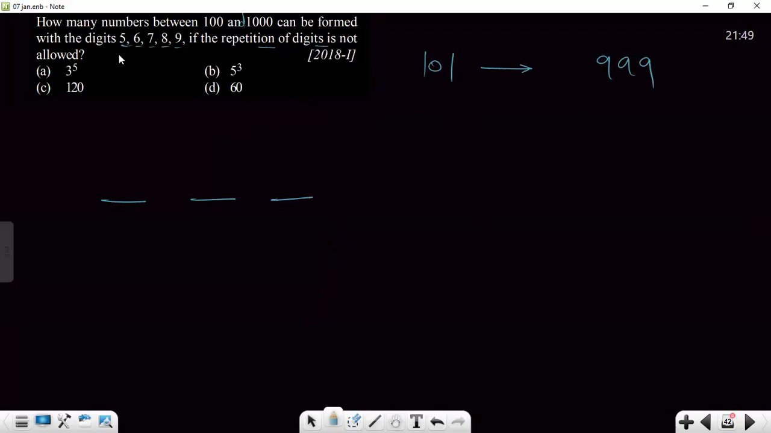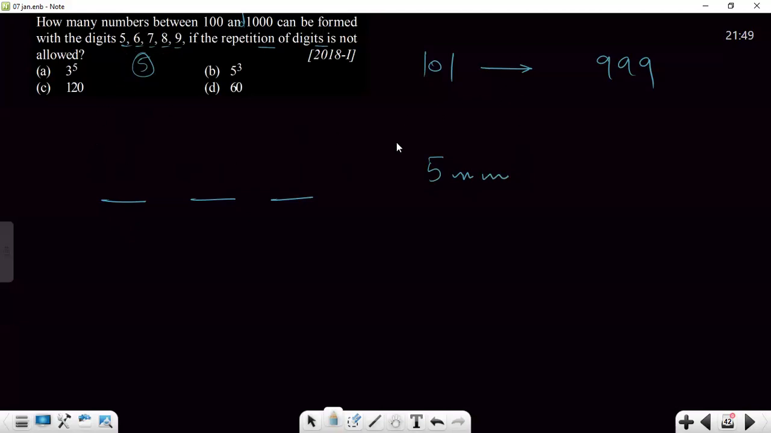We don't have all the digits. We have only these: 5, 6, 7, 8, 9. So 5 digits, we have 5 choices. Can we fill any of the choices at this hundreds place? If we fill 5, it will be like all the numbers with 5, any digit here or any digit here is in the range.